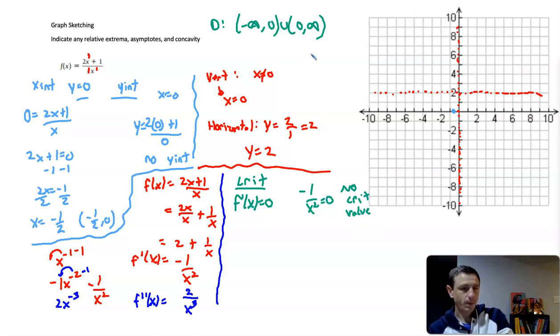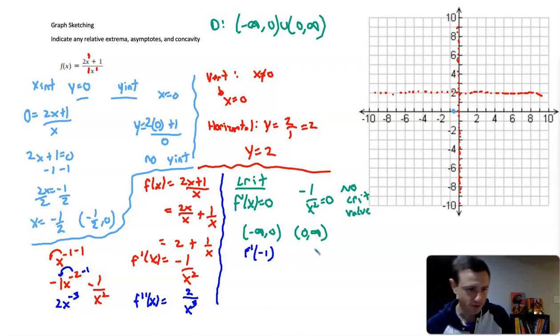But with the domain, we want to know, is it increasing, decreasing, going up to 0, and then increasing or decreasing on the other side of 0? So we want to take those intervals that we just created with the domain, negative infinity to 0 and 0 to infinity. We want to test some points in the first derivative. So f prime of, unfortunately, 0 is that dividing line, so we can't use 0, so f prime of negative 1 and then f prime of positive 1.